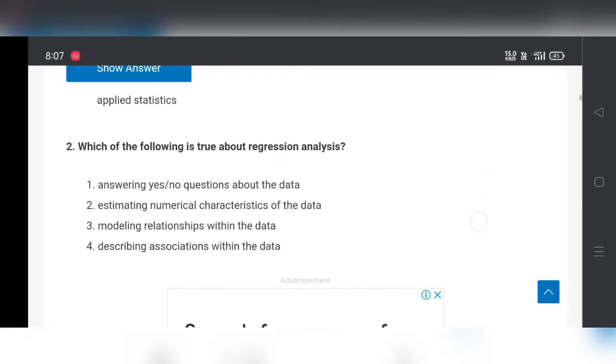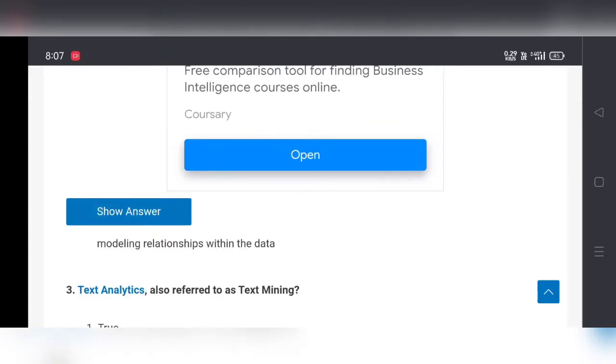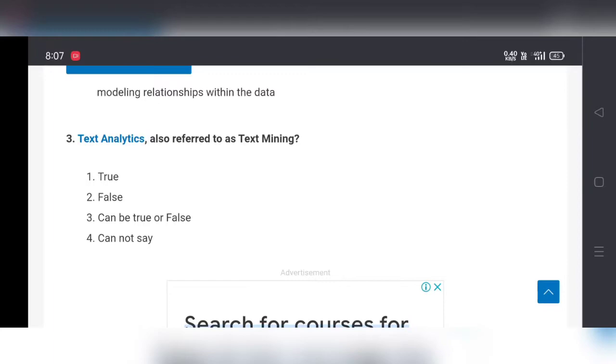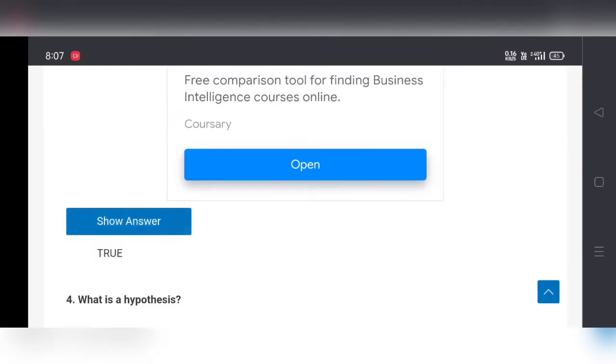Next question, which of the following is true about regression analysis? The answer is model relationship within the data. Next, is text analytics also referred to as text mining? The answer is true.